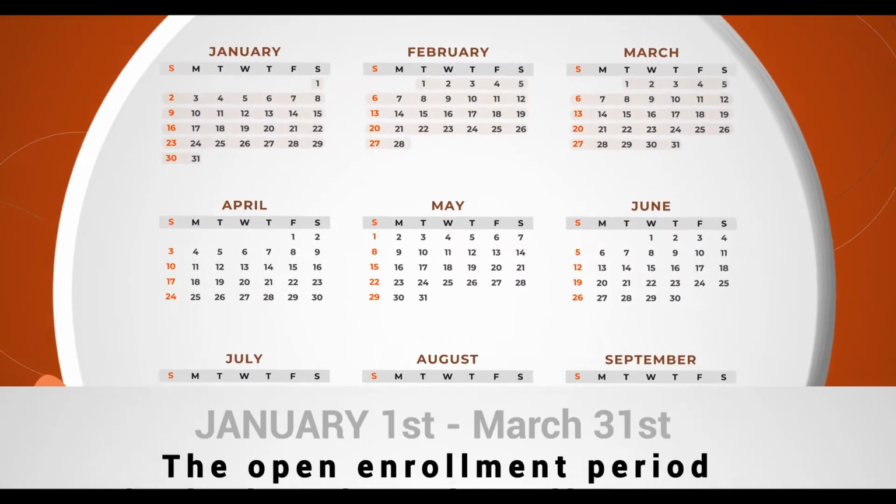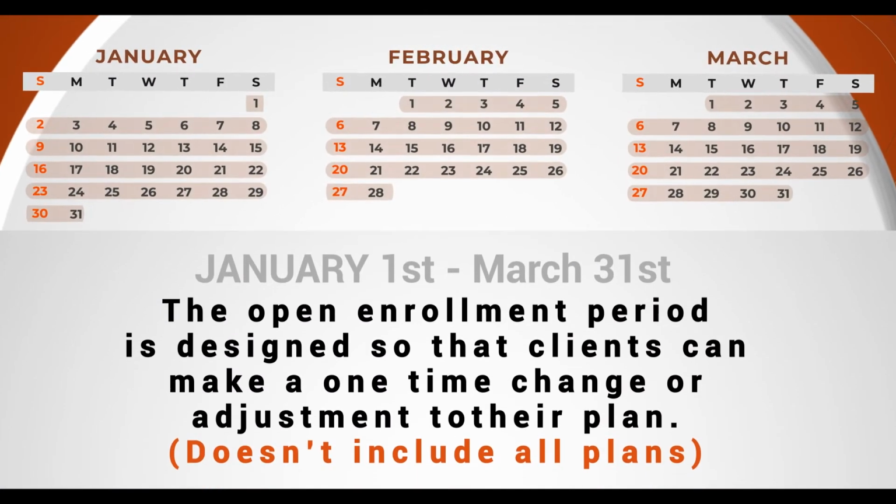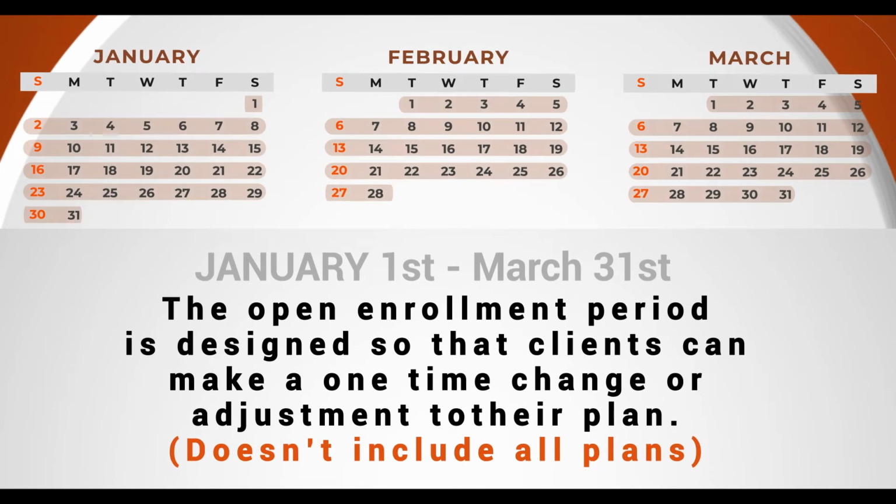That brings us to what's known as OEP, or the Open Enrollment Period. The Open Enrollment Period is a fairly new process that began a few years ago. It runs from January 1st to March 31st. The purpose of OEP is that clients can take a look at the plan that they've recently entered and ensure if there's any issues, they can make a one-time change or adjustment for their plan.